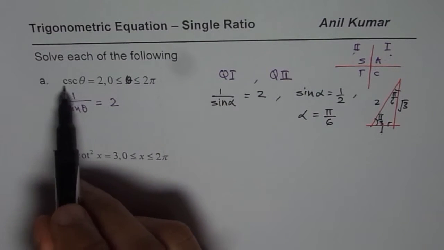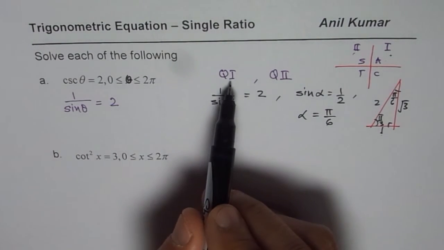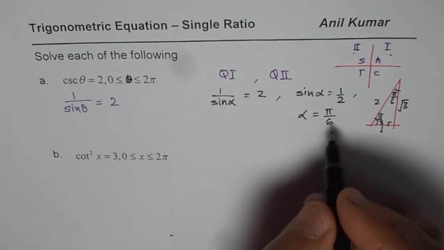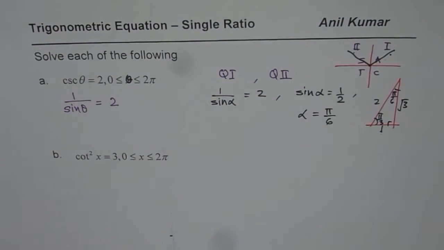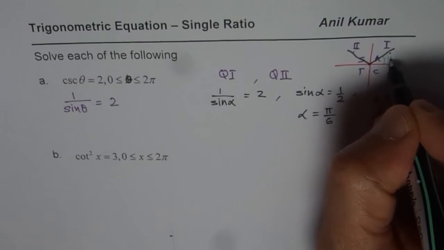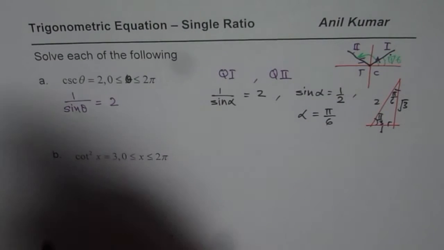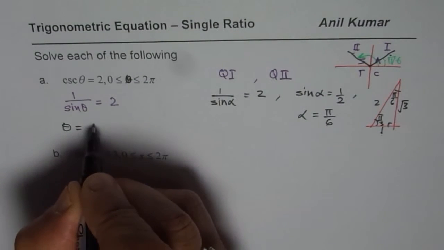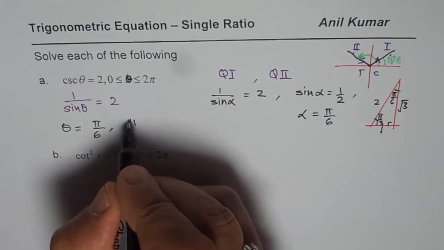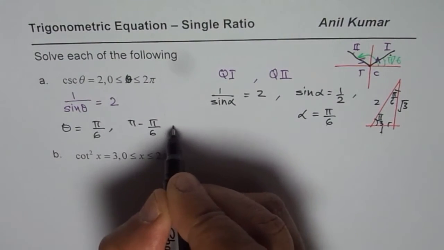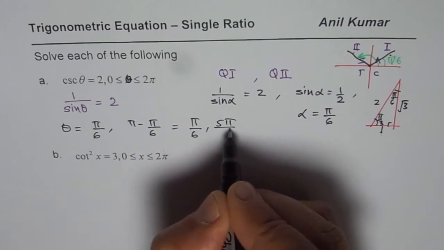Since cosecant theta is positive, we are expecting another solution in quadrant 2. So we got one solution. We can make our terminal arms, and we know one of the answers here is pi by 6. The other one is this much. How much is that? Pi minus pi by 6, correct? So you can now write theta equals pi by 6 in quadrant 1, and in quadrant 2 it is pi minus pi by 6. Calculate and write down finally the answer as 5 pi by 6 for quadrant 2.